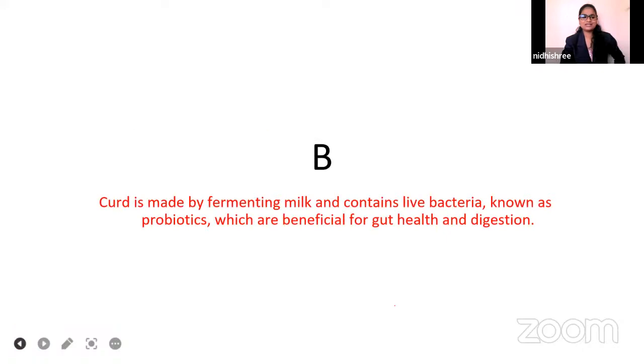Curd is better than milk because it is made by fermenting the milk and it contains live bacteria which are very useful for the human. As these topics relate with human welfare, according to this concept, you should think option A, that is a true statement. Fine.